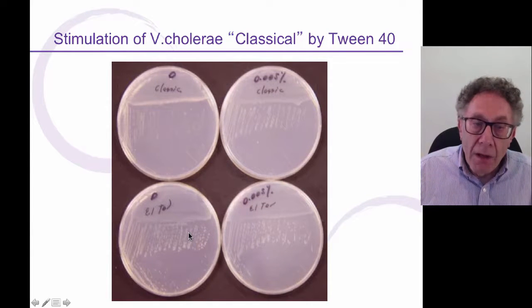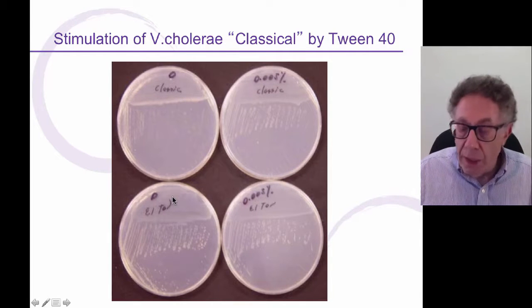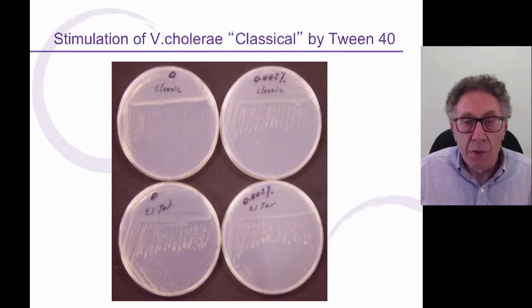So the classical strain will have a major growth disadvantage in an environment that does not have fatty acids available compared to the El Tor strain, which could be a major factor or the major factor in El Tor being able to outcompete.